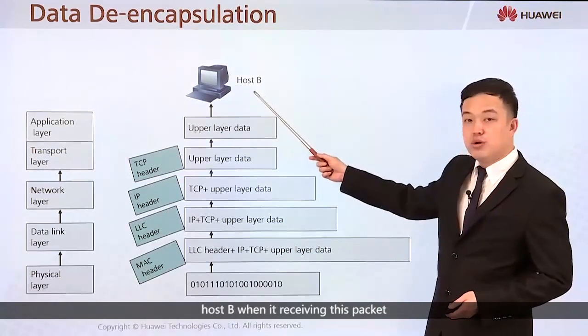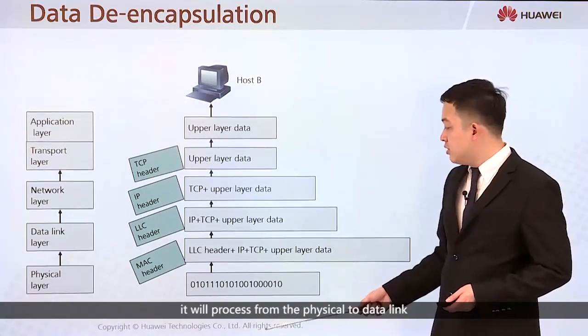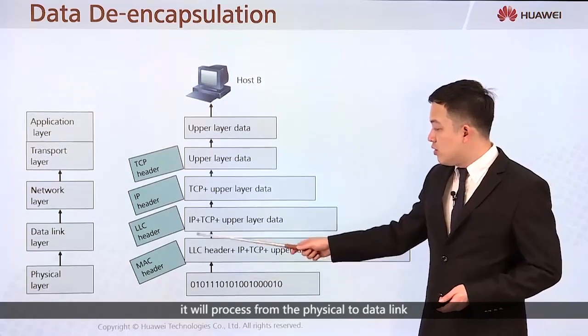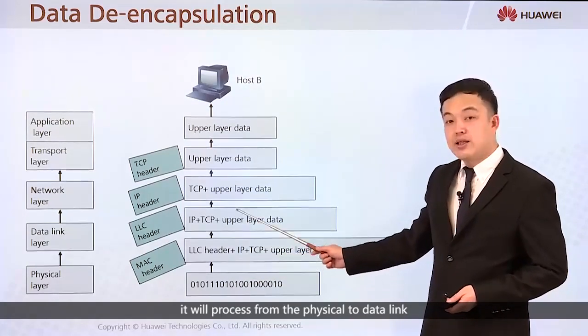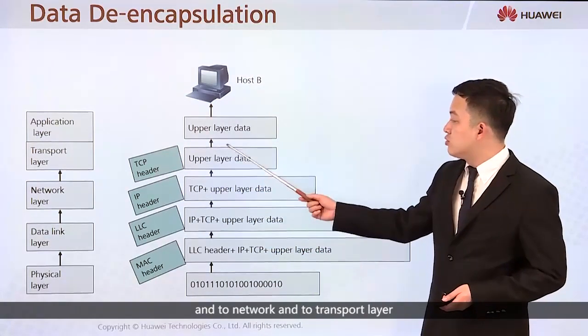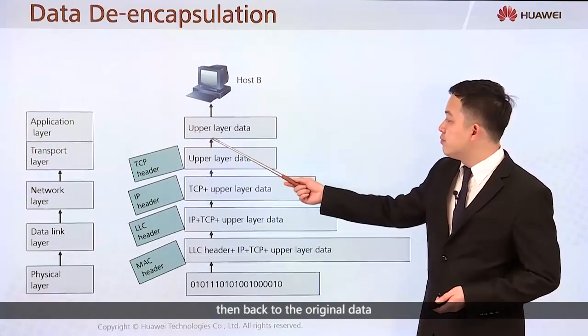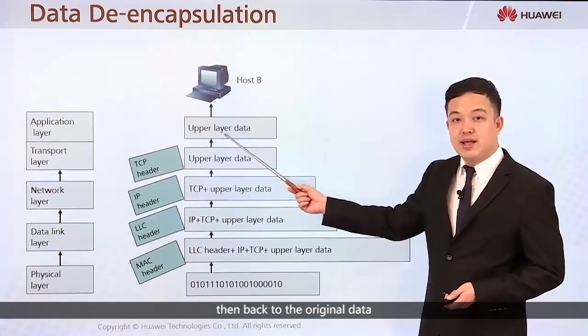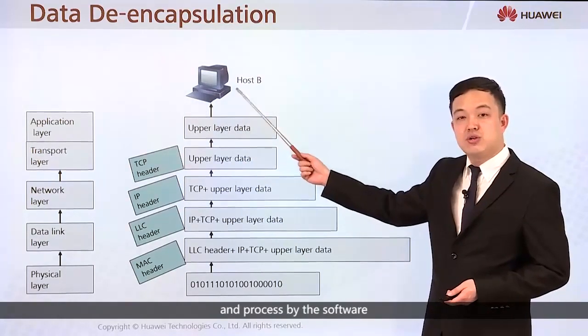The reverse process works on the other side. When host B receives this packet, it processes from the physical to the data link, to the network, and to the transport layer, then back to the original data, which is processed by the software.